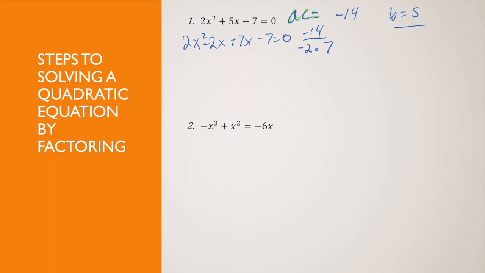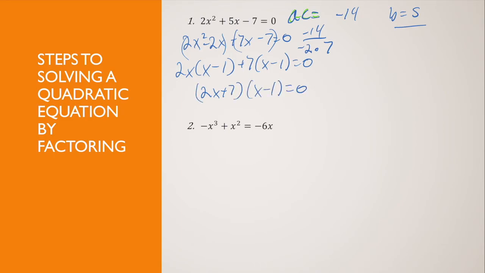And then we go ahead and factor by grouping. 2x times x minus 1 plus 7 times x minus 1 is 0. 2x plus 7 times x minus 1 equals 0 is our fully factored version. So I take each of my factors and set them equal to 0.